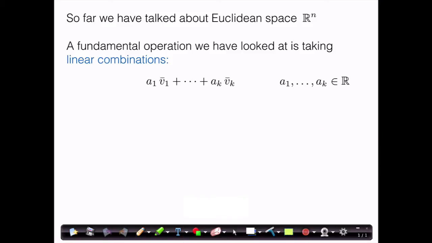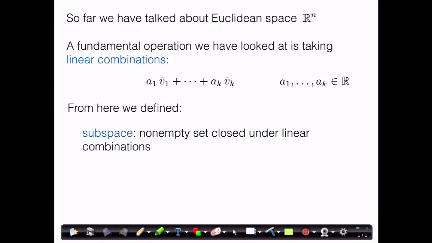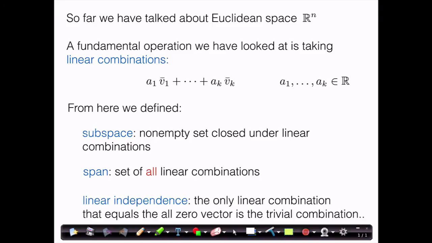A fundamental operation that we've talked about for vectors in Rn is that of taking linear combinations. So if we have k many vectors in Rn, v1 through vk, we can form this linear combination by multiplying vi by some real scalar ai and taking the sum. It was this definition of linear combinations that led us to define a subspace, which was just a non-empty set that is closed under linear combinations, defining the span of a set of vectors, which is just the set of all linear combinations of those vectors, and defining the concept of linear independence.